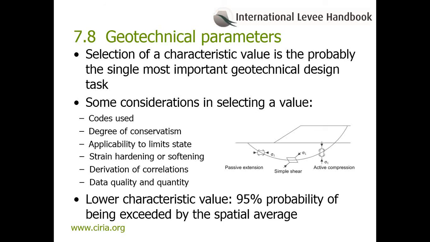In selecting characteristic values, some issues that need to be considered include, as we have listed there, codes used, degree of conservatism, going down to data quality and quantity. The figure on the right shows the classic illustration of the forms of shearing that are going to occur under a levee, relating the method of testing to the limit state.